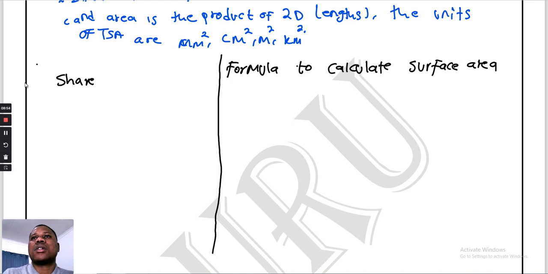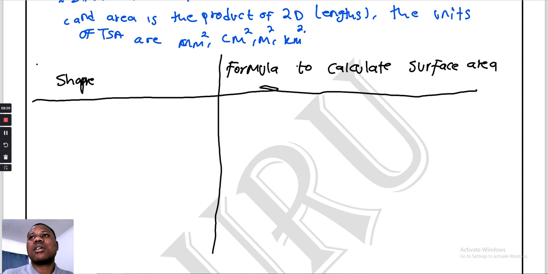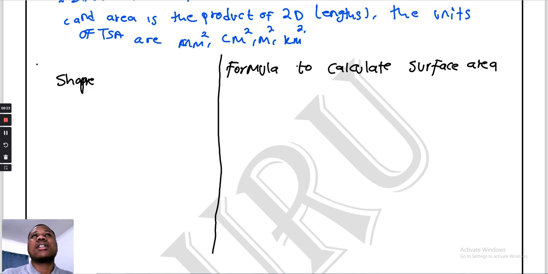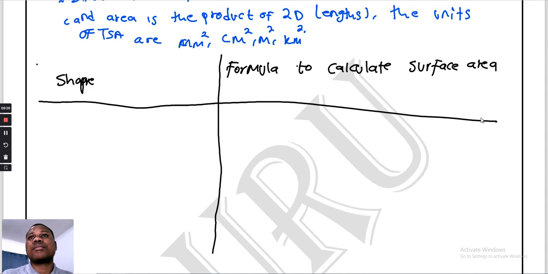I don't know if I will be able to draw those shapes, because drawing is a problem for me. You see, I can't even draw this line straight. My tablet is not straight. Let me also put it this way. What am I doing? Okay, anyhow, I have space.